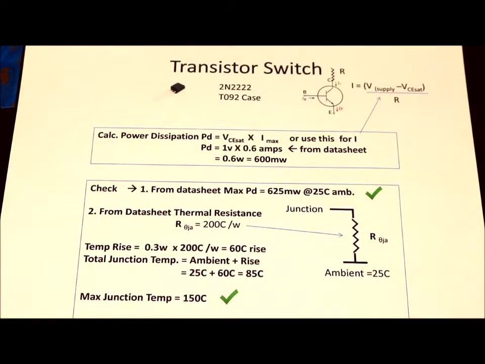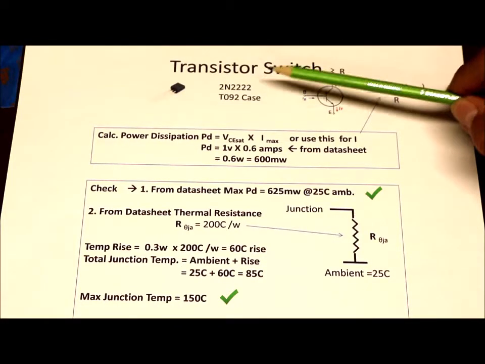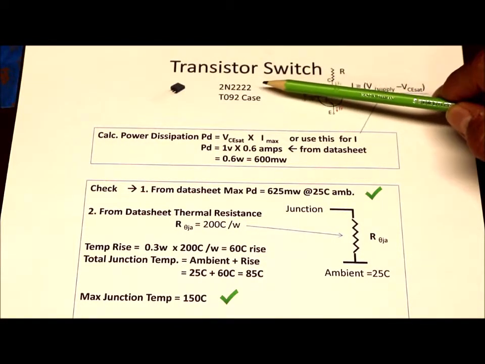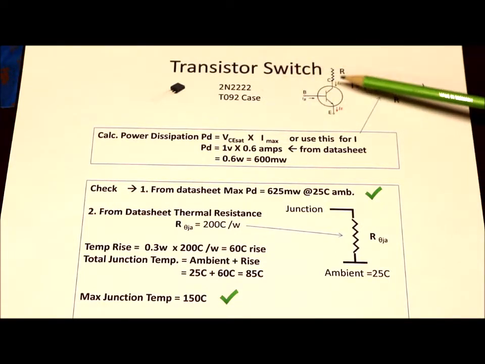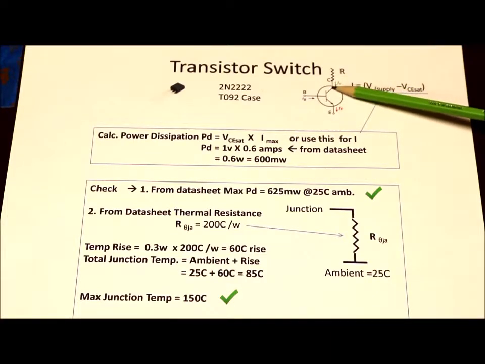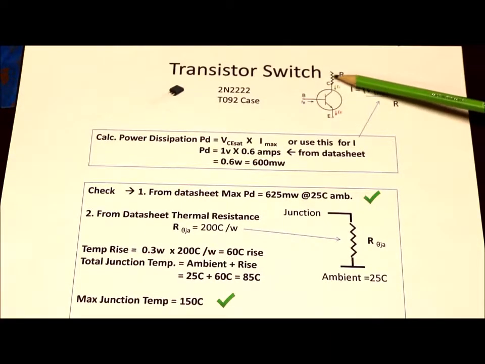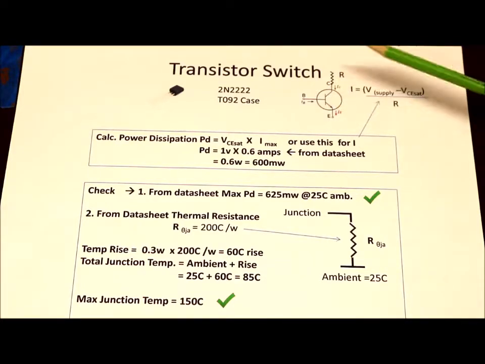Okay, let's talk about a transistor now. This is a typical transistor switch configuration, a 2N2222 in a plastic TO92 case. This is the schematic, and it's a typical saturated switch which has a voltage across it and a resistor which limits the current through the transistor.